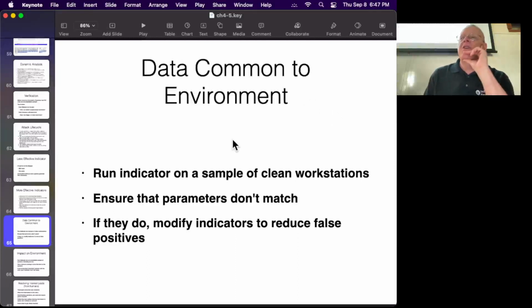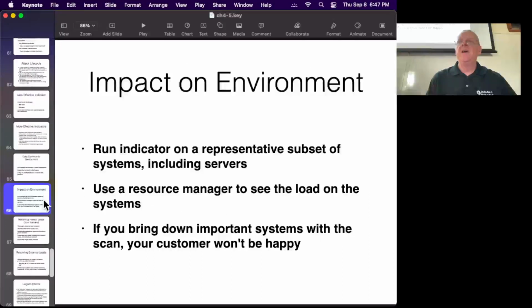So test it on some clean workstations and make sure they do not trigger it. And if they do, then you're going to have to modify your indicator to get rid of those false positives. And then another thing you do is see how much resources it takes to run your indicator.